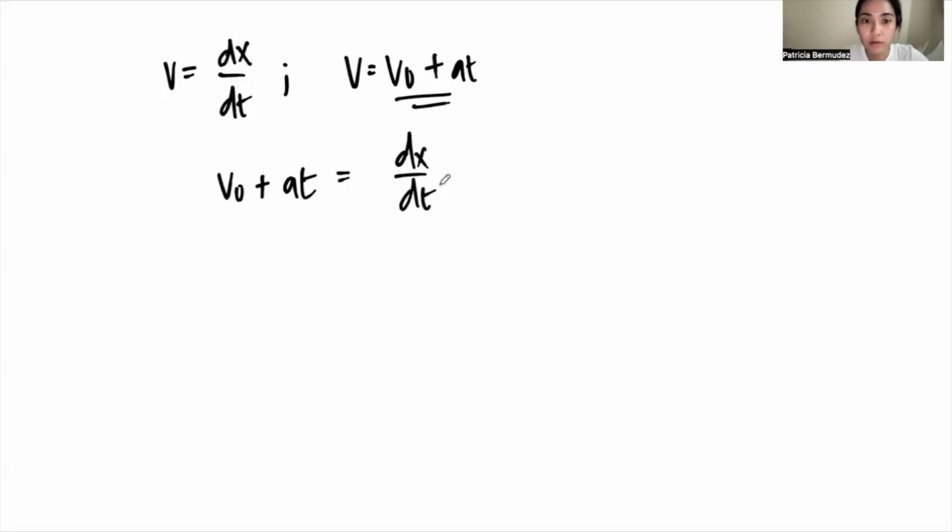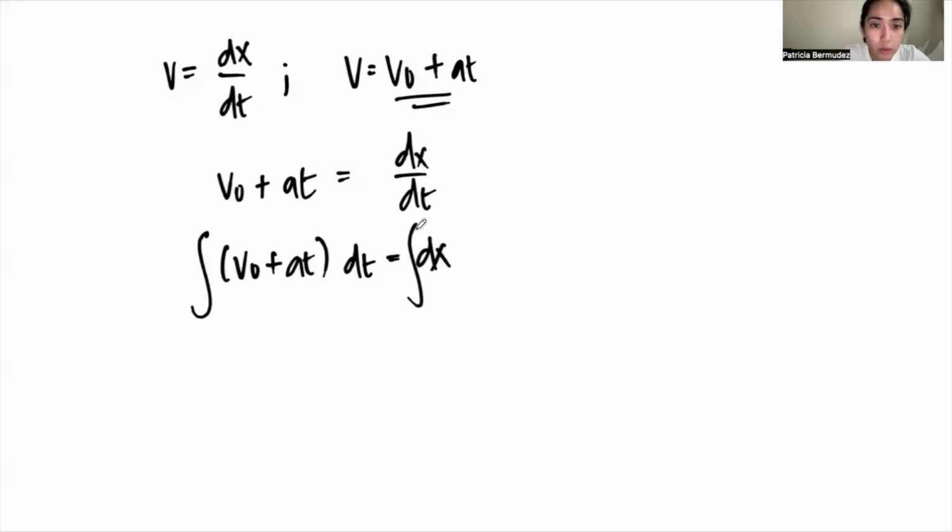And we're just simply going to do the same thing. We have to first transpose dt to the other side, and then we integrate. So we will have v naught plus at dt is equals to dx. So if you want to integrate this one with respect to time, and this one with respect to the distance, this one is bound from 0 to t again, and then this one is bound from x1 to x2 again.